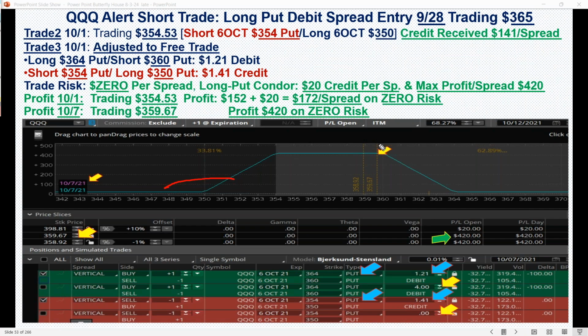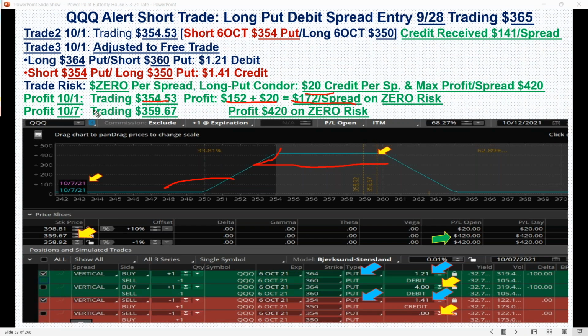So if it went up or down, we'd still make $20, but if it goes out anywhere in here, we have a potential huge profit. So on the first, then it was trading out at 354. So our profit was up. We had $152 plus the credit of $20. So this was up $172 per spread.